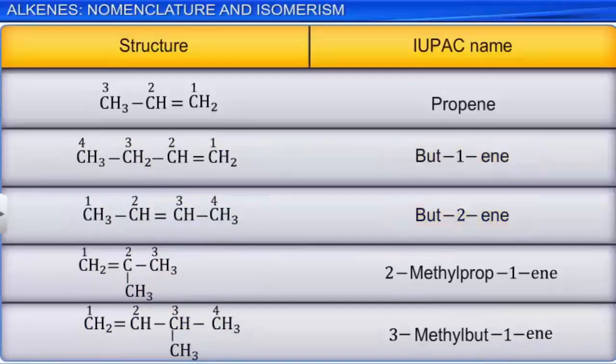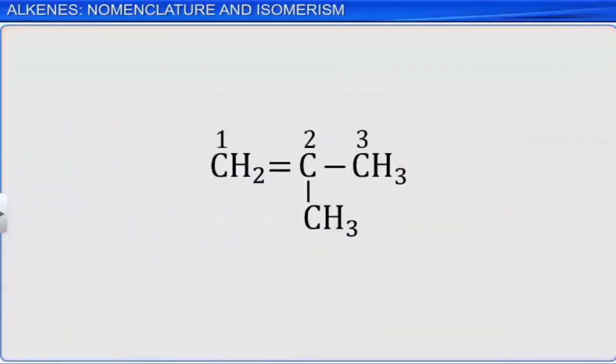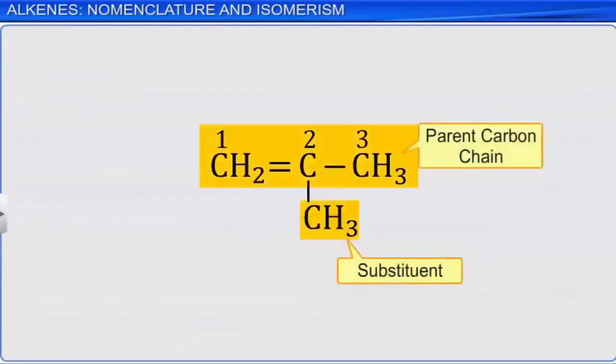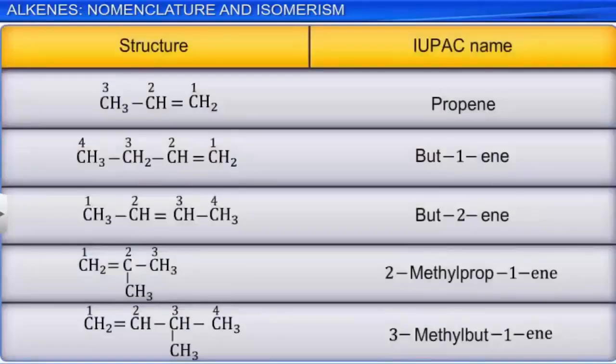An alkane with an alkyl group as a substituent is numbered in such a way that the carbon with the double bond gets the least number. While naming, the number of the carbon atom with the substituent and the name of the substituent, that is the alkyl group, is written as a prefix to the name of the parent carbon chain. For example, the following molecules are named as 2-methyl-prop-1-ene and 3-methyl-but-1-ene respectively.